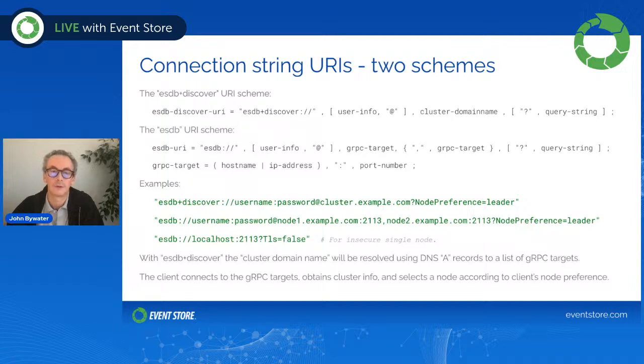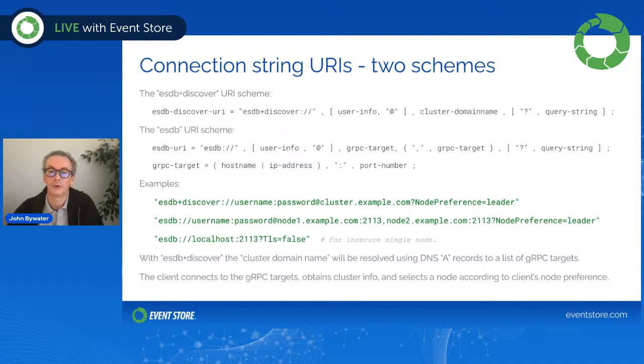The difference is that with the ESDB discover scheme, the client will use the cluster domain name in a query to a DNS server to pick out A records, which it will then use as the gRPC targets, as if you'd put them in with the ESDB scheme. So that's the difference. And once it's got the gRPC targets, the way the client works is that it connects to the one or many of the targets. It tries to connect to the targets to obtain cluster info from the targets. From that, it can identify which nodes in the cluster exist, which are leaders, followers, and so on.